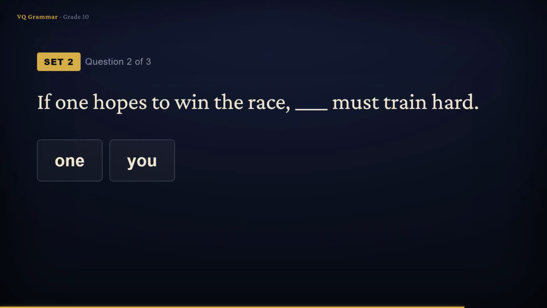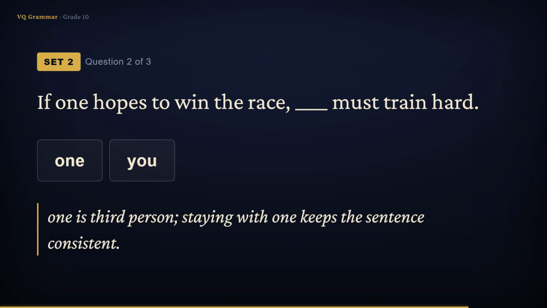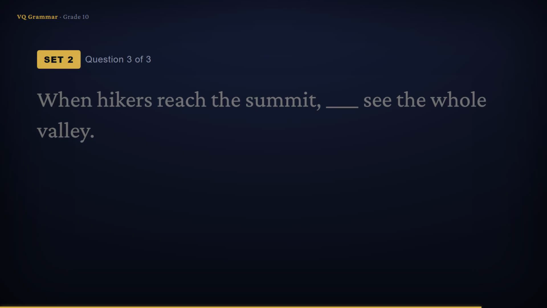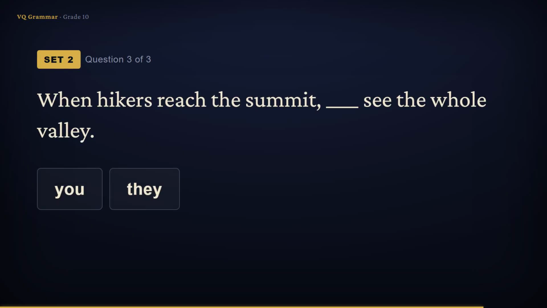If one hopes to win the race, blank must train hard. The antecedent is one, and one is third person. Reaching for you would drop us straight into the classic shift, so we stay right where we started. The answer is one. When hikers reach the summit, blank see the whole valley.